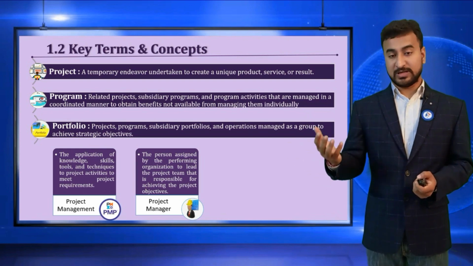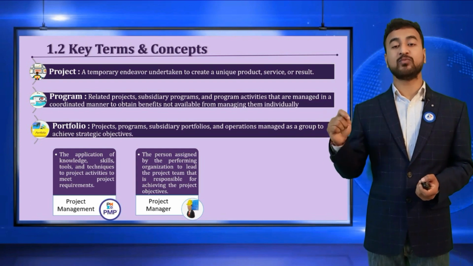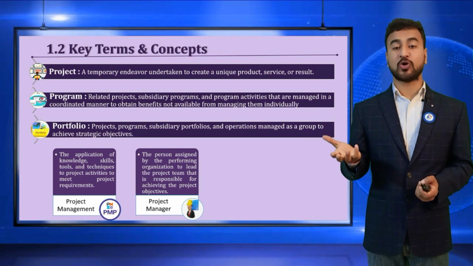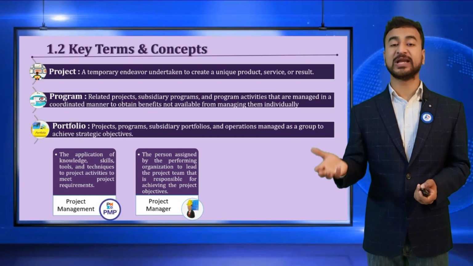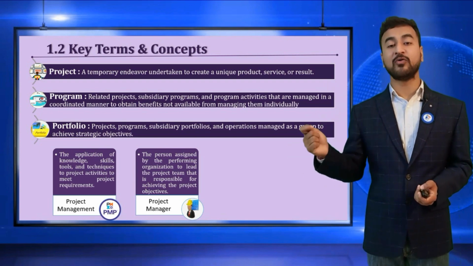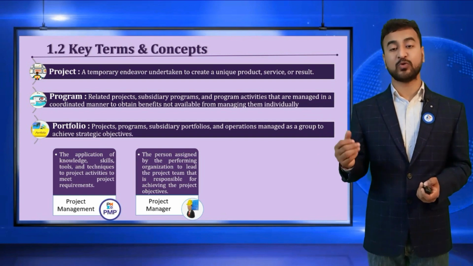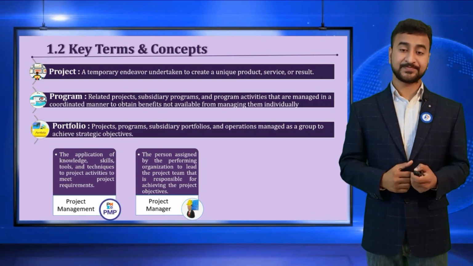In the PMBOK, it is clearly mentioned that we need to mention the name of the project manager in the project charter. The project charter is a document which gives authority to the project manager to utilize the organization's resources, and he or she is accountable for the success or failure of the project. So that is a very important person from a project management point of view.